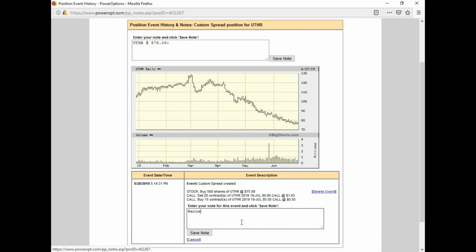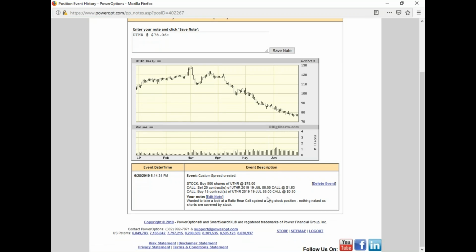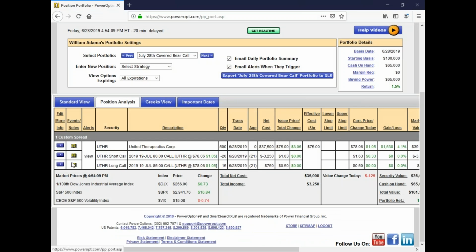Wanted to take a look at a ratio bear call against a long stock position. Nothing naked, as shorts are covered by stock. Okay? Simple as that. Now I'm going to go ahead and save the note. There we go. Now, once this is done, it's a position history here, but once that's done, I go back and it'll be listed on all of these.